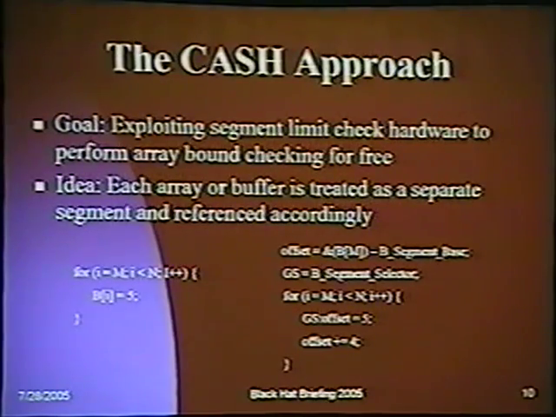All we have to do is allocate a segment for each array or buffer in the program, and then generate code accordingly, such that the segment limit check hardware is doing this array bound checking for us essentially. That's the trick, to twist it to do this, and therefore you don't really need special hardware support, and you can speed up array bound checking dramatically.